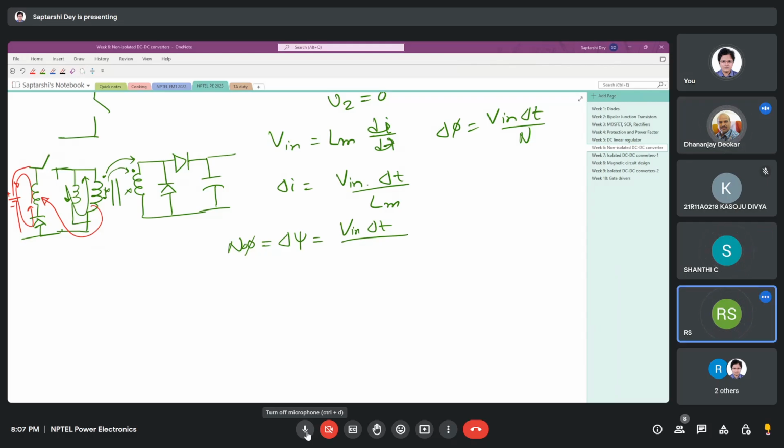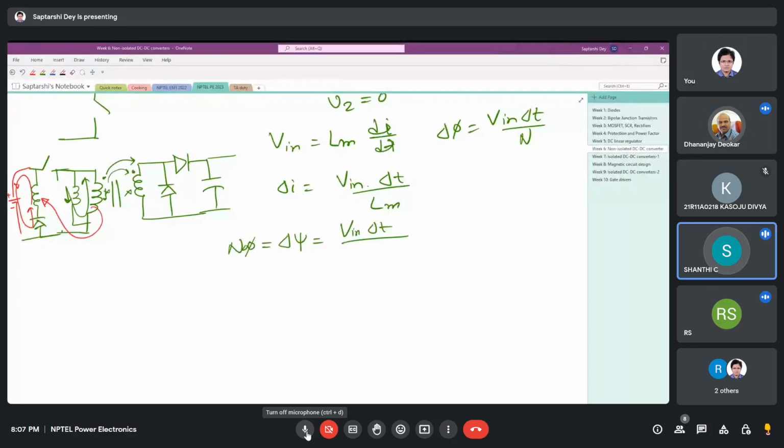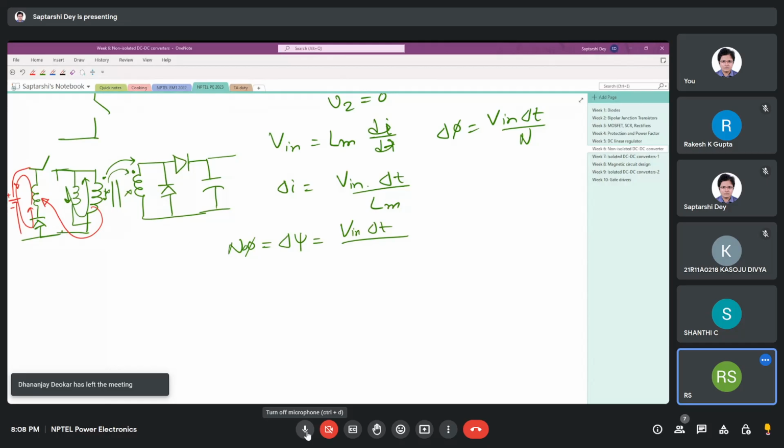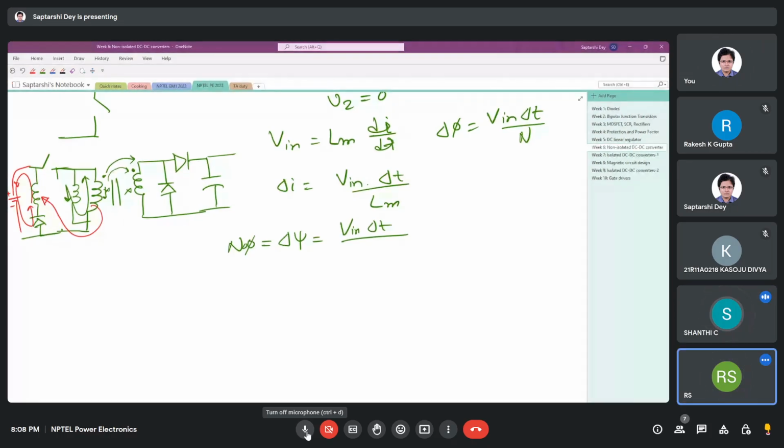Sir, I have one small doubt in the current regulator circuit, sir. Current limiting circuit, in a voltage regulator. It is from the previous assignment question, sir. Assignment 6, question number 3.